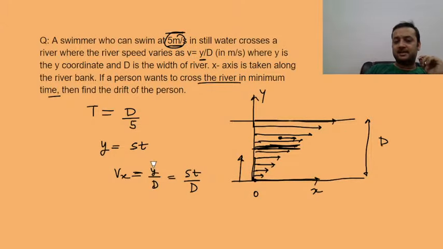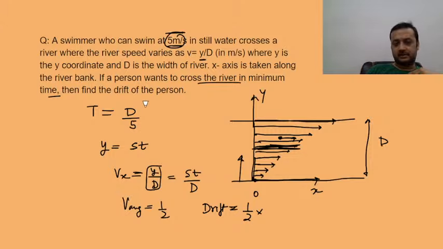So just put y as d by 2 in this equation. So v average along x-axis will be, if you put y as d by 2, it will become half, as simple as that. So what will be the x displacement, simply the drift? Drift will be simply the average velocity along the x-axis, which is half, multiplied by the time of crossing. Time of crossing we had written as d by 5. So this will become d by 10. This will be the drift in this case. I hope you would have understood.